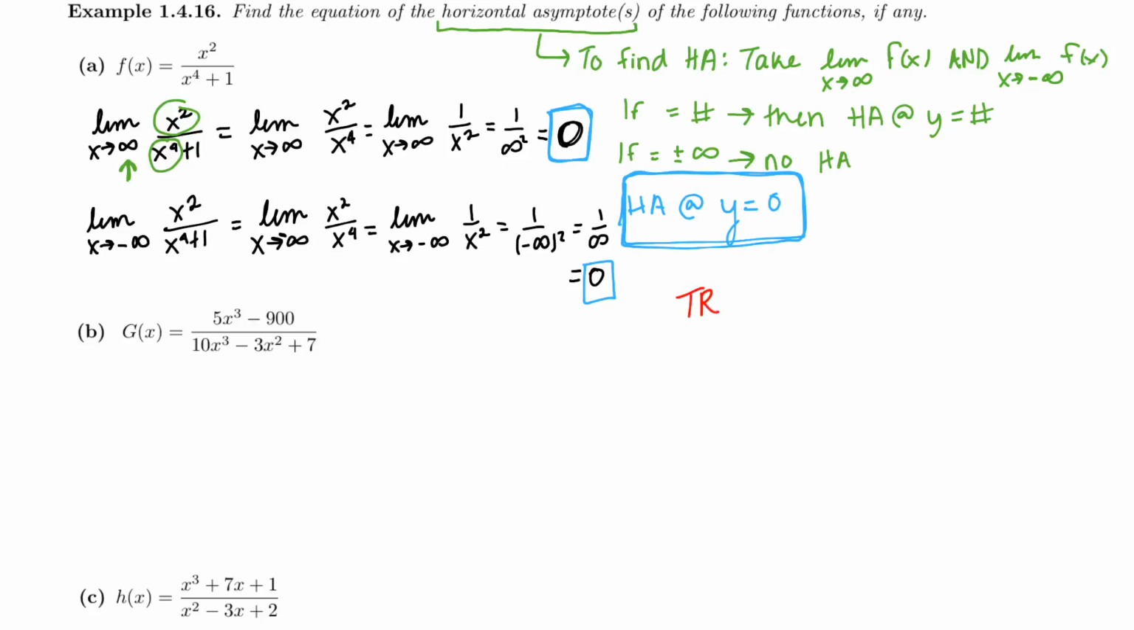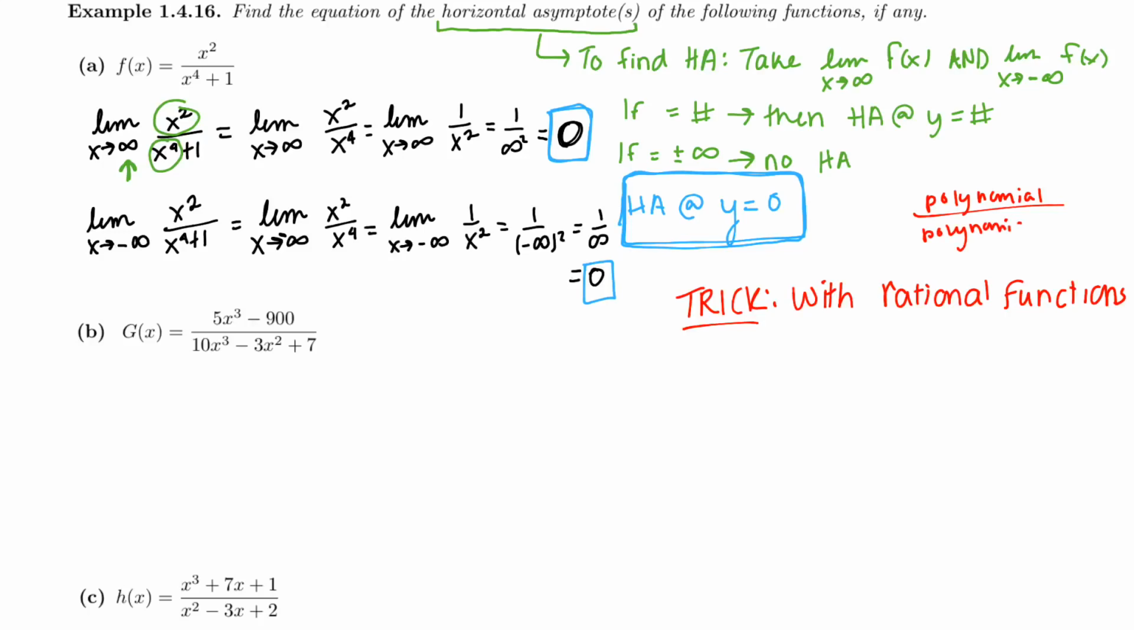Here's a trick. And this trick is only with rational functions. So this might not work if you have a square root involved. It has to be a polynomial over a polynomial. If there's a square root involved, if there's an absolute value involved, this trick won't work. But if you have a polynomial over a polynomial, the limits in the positive infinity and negative infinity directions will always end up being the same.